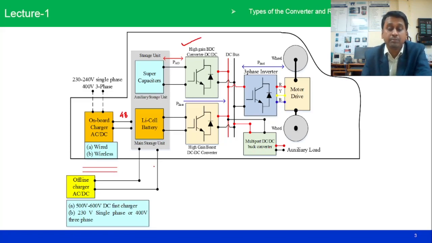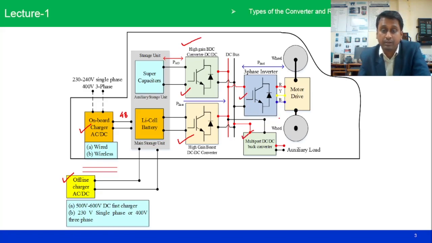So in general this is the block diagram. Generally there is an onboard charger, or if onboard chargers are not available and charging infrastructure is available, then an offline charger. And then for the supercapacitor we need the bidirectional converter, and for taking power from the main battery unit, which is the lithium cell battery, a high gain boost converter. And lastly we have the multi-port converter for the auxiliary power supply, and the inverter to drive the motor. So this is in general the power converters and their requirements inside the EV.